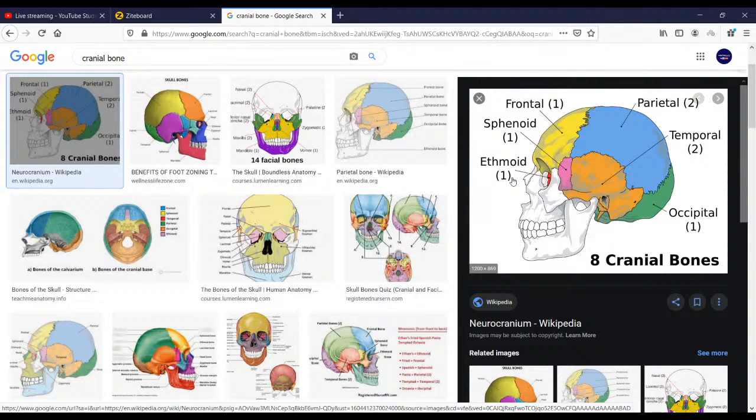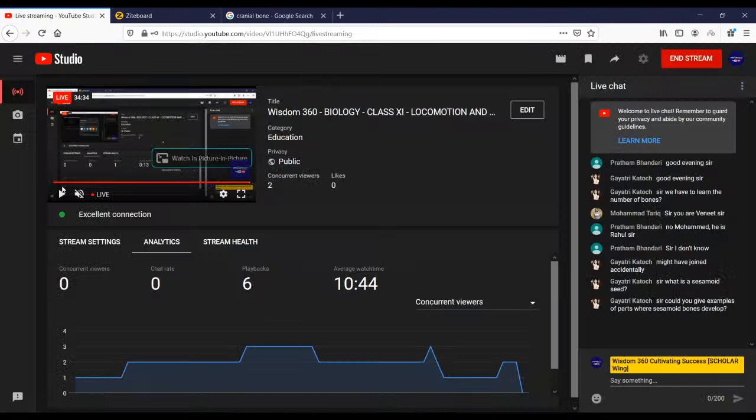Like this you can remember. You have 4 lobes of the cerebrum: frontal lobe, parietal lobe, temporal lobe and occipital lobe. These 4 you can remember, 4 bones. The rest is sphenoid and ethmoid. Sphenoid, ethmoid, that's all. So you can at least remember 8 cranial bones like this. Very easy.